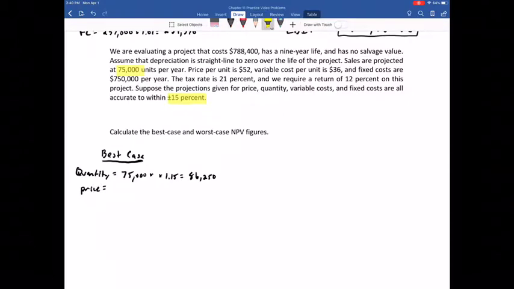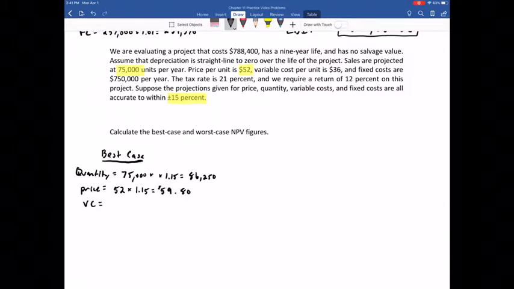Now let's calculate the price per unit underneath this best case scenario. The base case price is $52 per unit, but this is accurate within plus or minus 15%. Underneath a best case scenario, I would receive the highest price, so I'm going to multiply this by 1.15, a 15% increase. And underneath this best case scenario, I would be able to sell each of these units for $59.80.